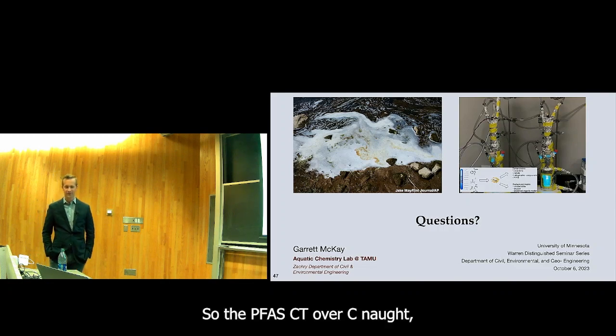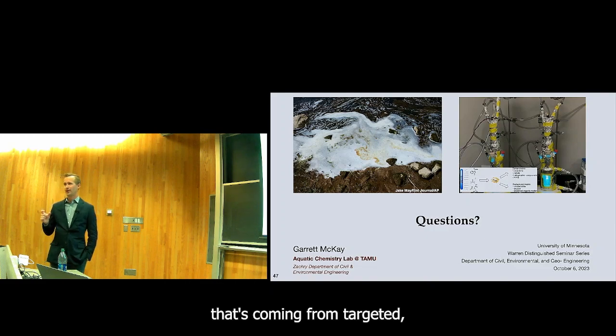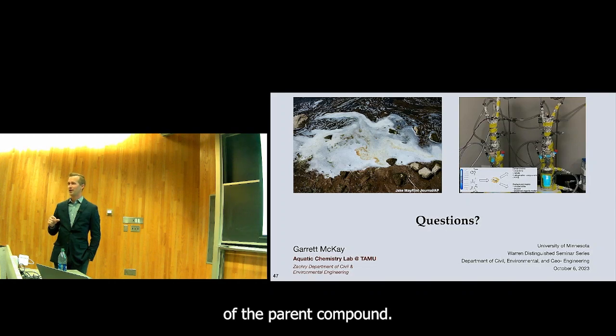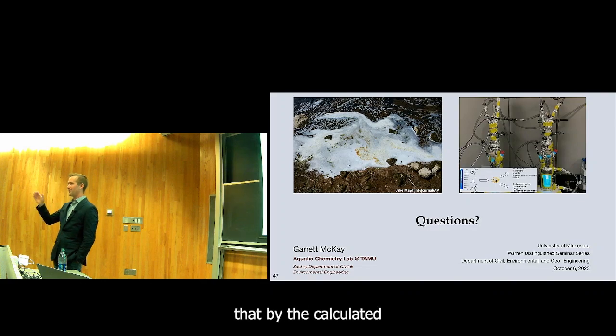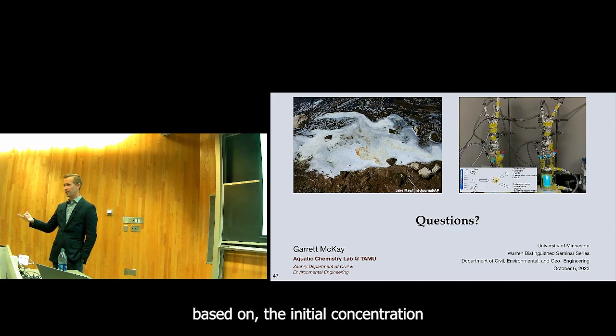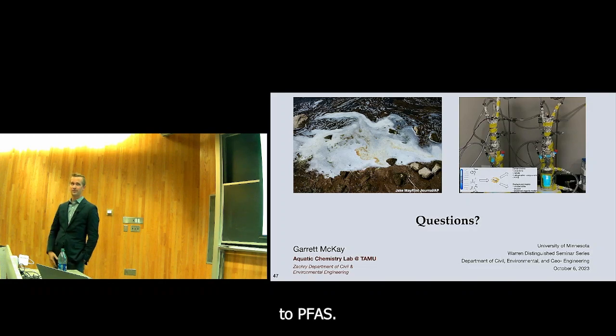Yeah, it's a good question. So the PFAS, C_t over C naught, that's coming from targeted quantitation of the parent compound, and the defluorination is coming from fluoride measurement. So what we do is we take the molar concentration of measured fluoride and divide that by the calculated concentration of fluorine based on the initial concentration of the PFAS that we have in the system and the stoichiometry of fluorine to PFAS. So it's a good measure for ultimate destruction.